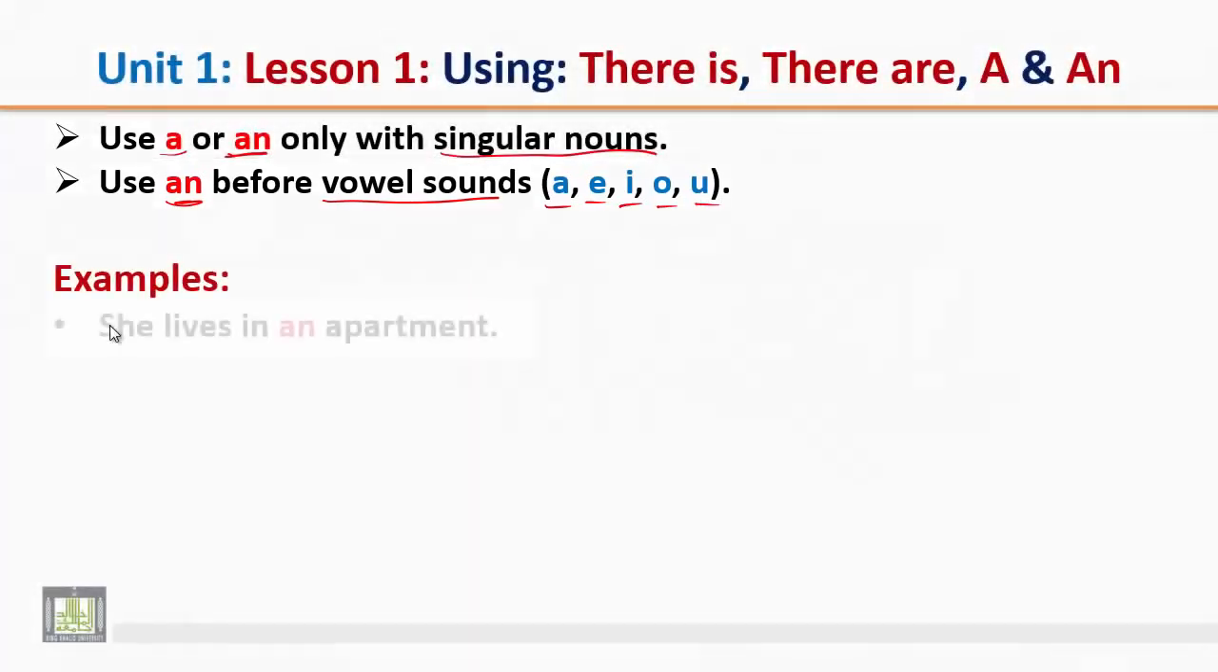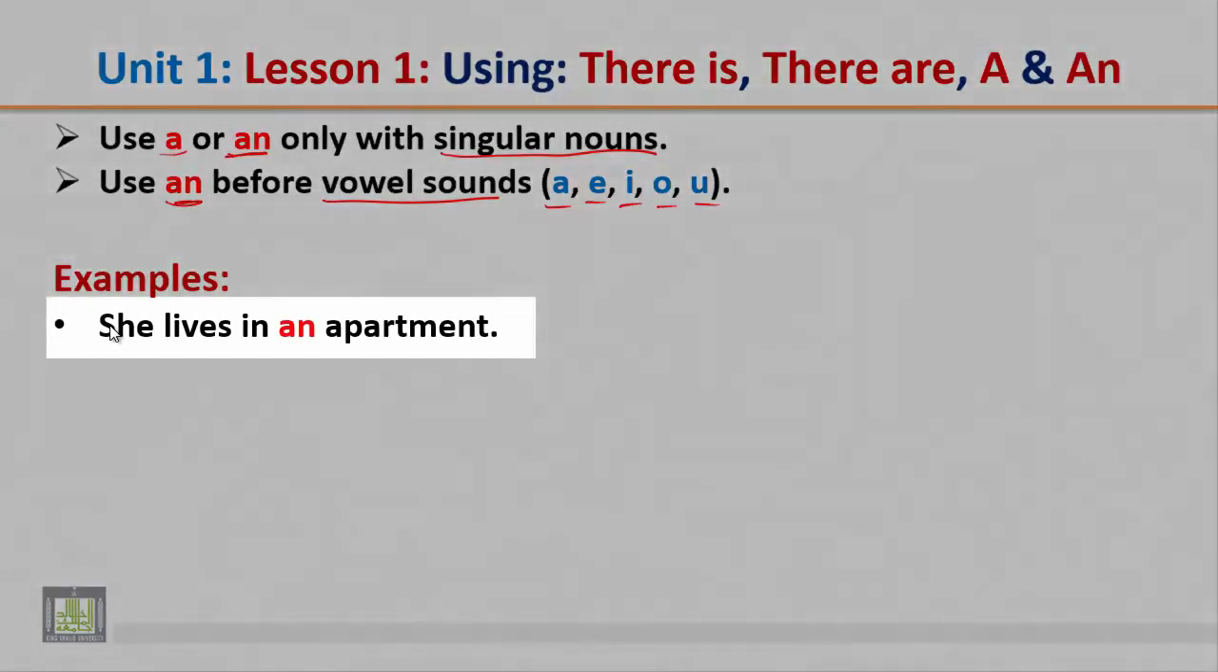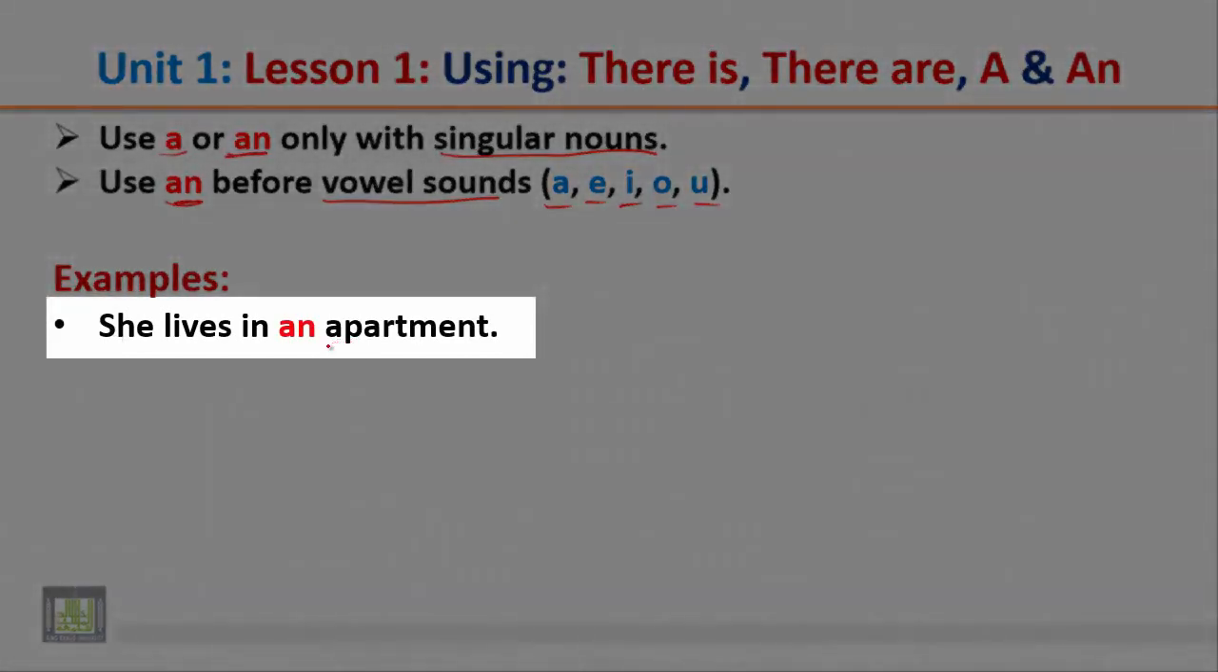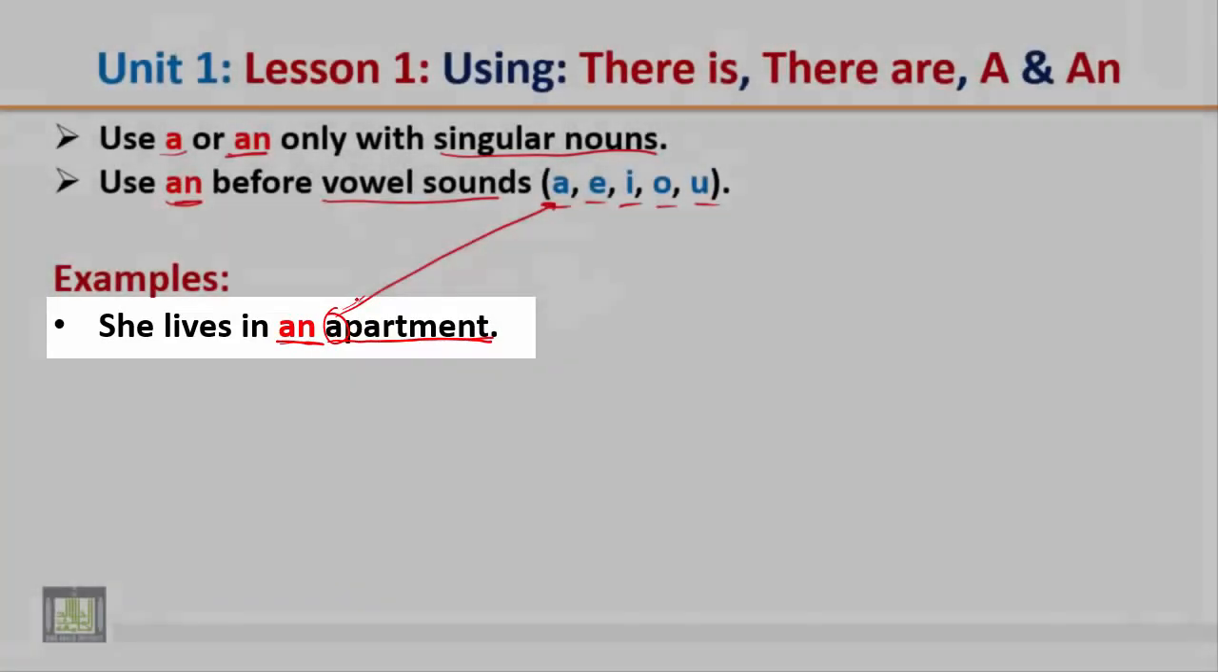Examples: she lives in an apartment. Notice here that the word apartment is a singular noun. It starts with a vowel sound, a. So we use an before the word apartment. Why? Because this word apartment starts with a vowel sound.